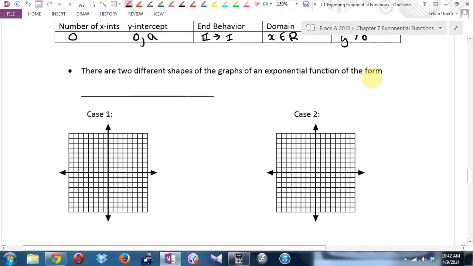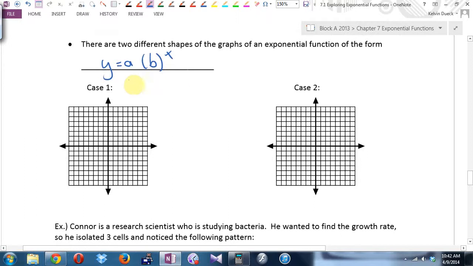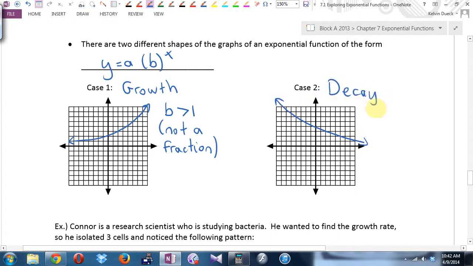There are two different shapes of an exponential function that looks like this. Case one is what we call exponential growth. And that's the first one I showed. And that's when B is bigger than 1, or to put it in English, B is not a fraction. The second case looks like that. This is exponential decay.